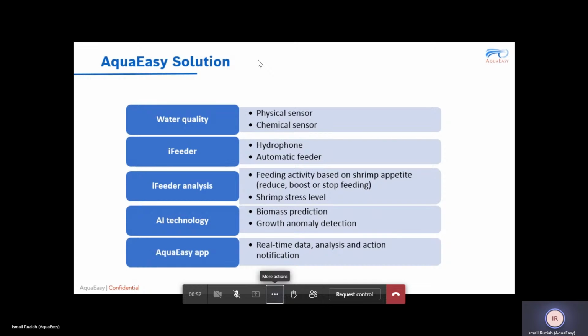So I think that's it on the hardware part. I will pass the mic to Lucia. Okay, so next for the farm operation consultation.